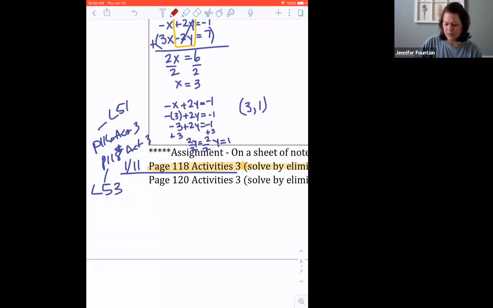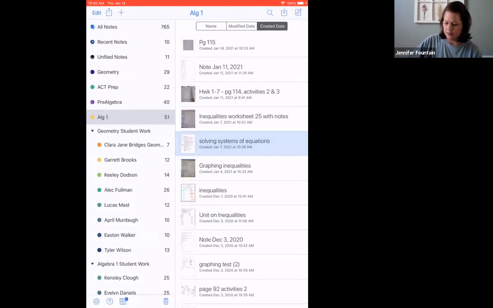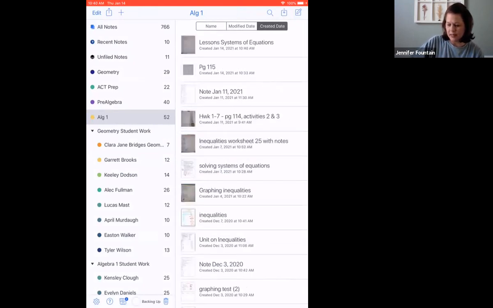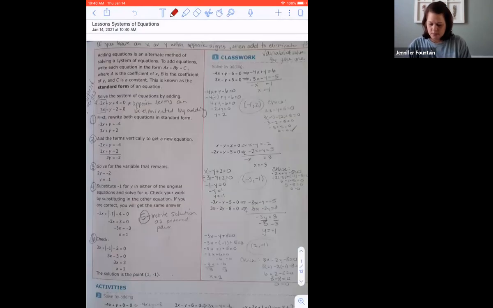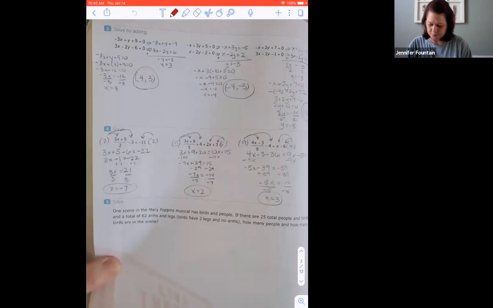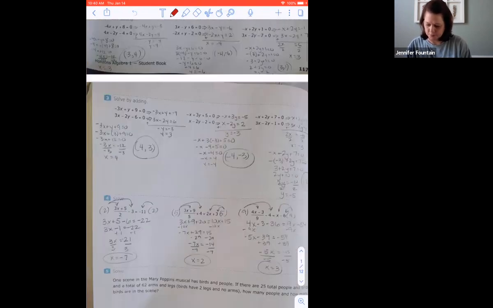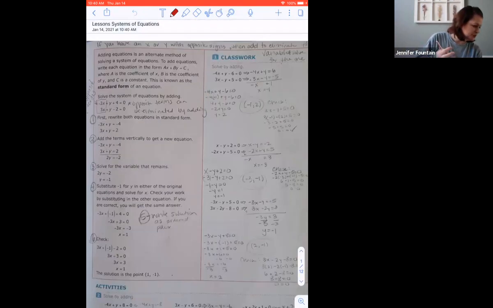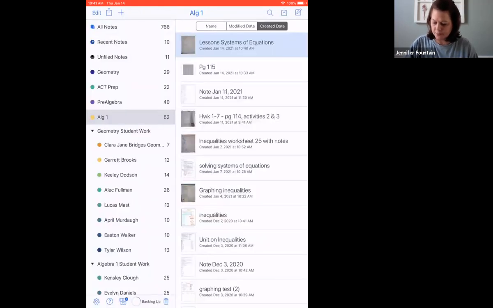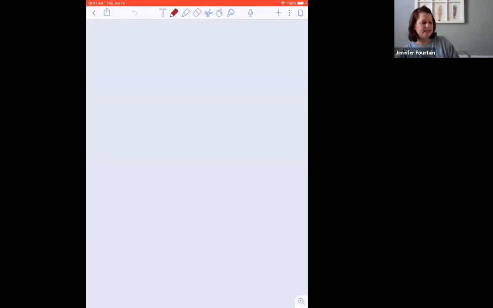Okay, so we're going to page 116, activities 3. So what I will do is we'll pull that up. Don't tell me I didn't get that picture. Good grief. I'll tell you what we're going to do. Let me just get a piece of paper real quick. This will be page 116.